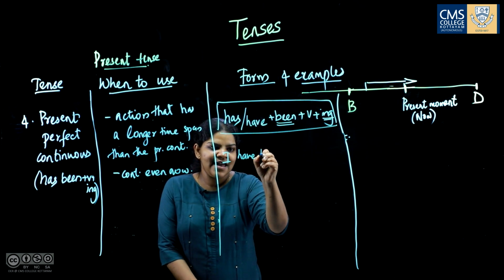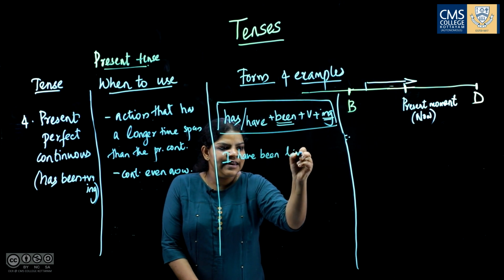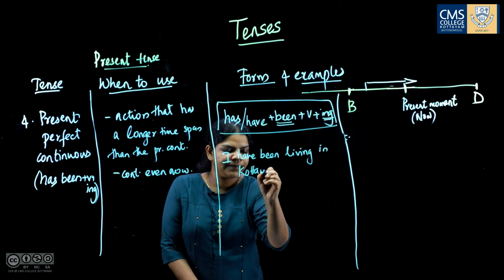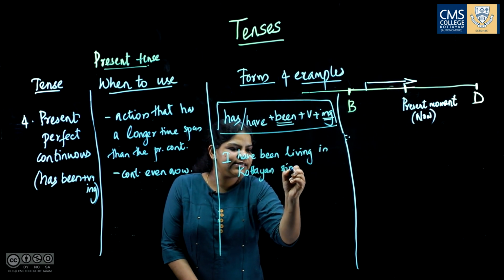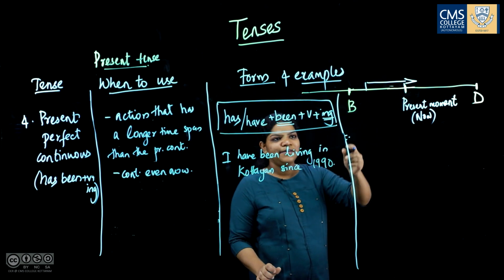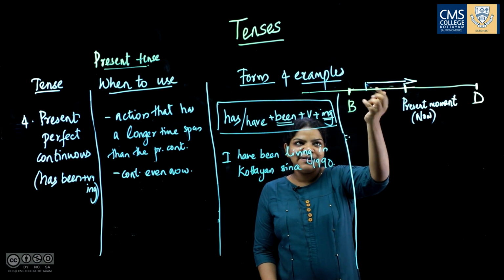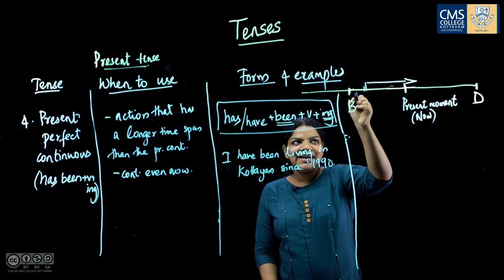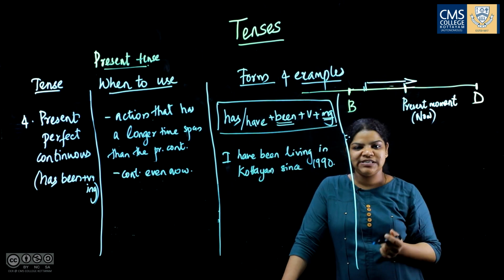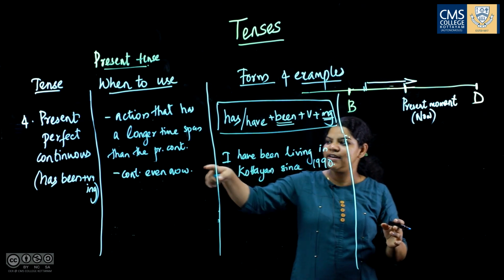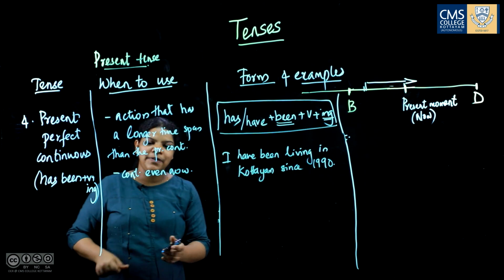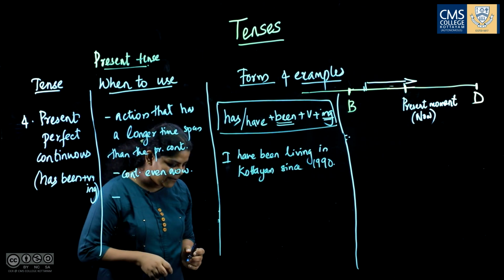I have been living in Kottayam since 1990. Now remember, from my birth period, sometime in 1990, I started this action of living in Kottayam. It is continuing even now. It might continue for some more time. So it's a longer time span when compared to the present continuous tense. But when you compare it with the present perfect tense, let's look at another example.